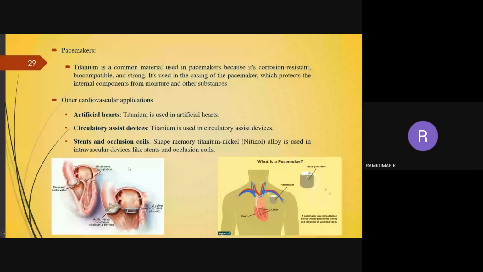The left diagram you can see. It is helping. If there is any diseased aortic valve, it helps in regulating the blood flow, and they are also using stents. If there is any blockage in the blood vessels, they are using stents to remove it and enlarge the blood vessels.